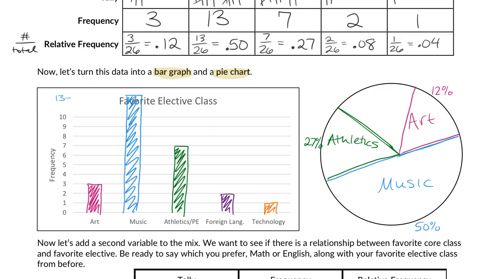And then we have the last two, which give me 8% and 4%. So 8% for foreign language. I'm just going to use FL for foreign language. Is that okay with everybody? And then our last pizza pie slice was technology, which is 4%.